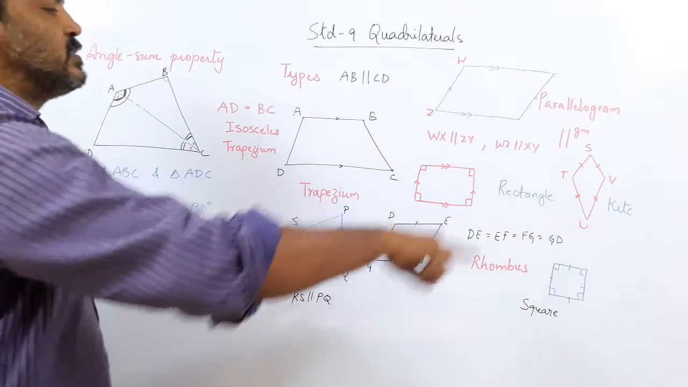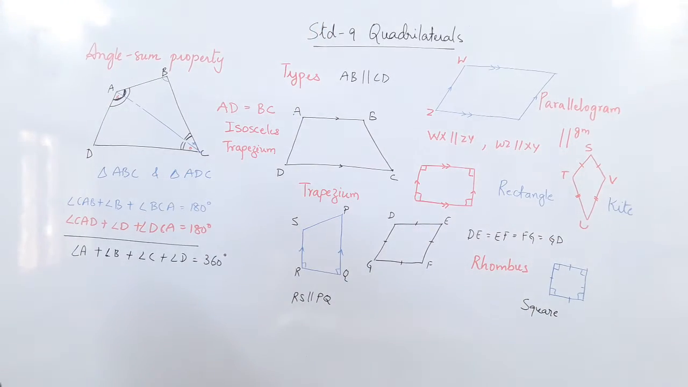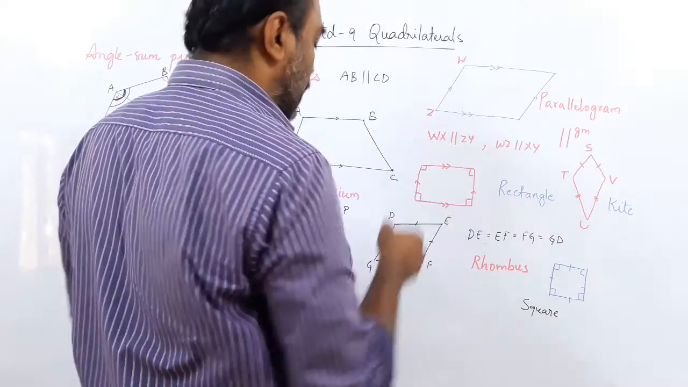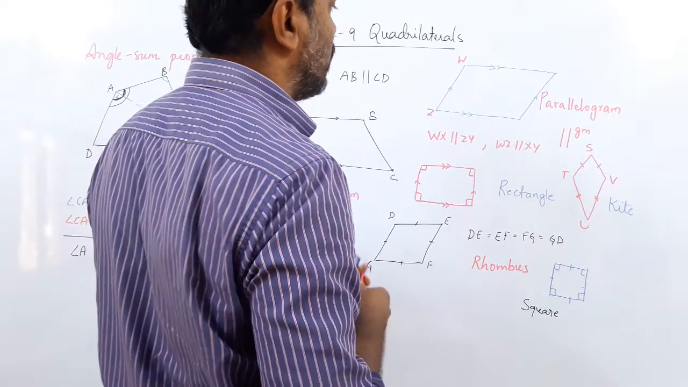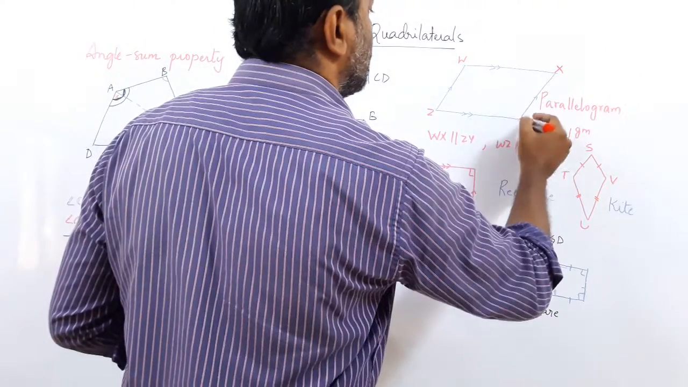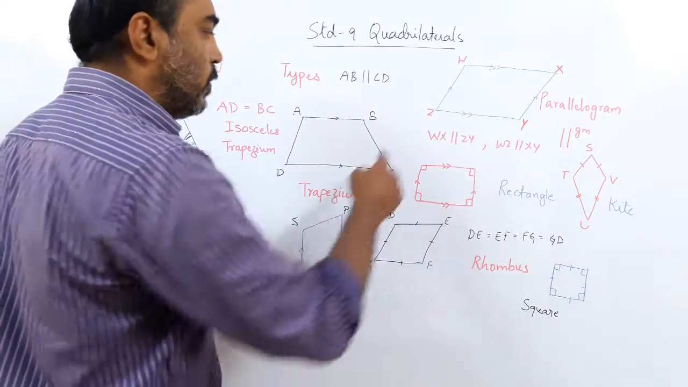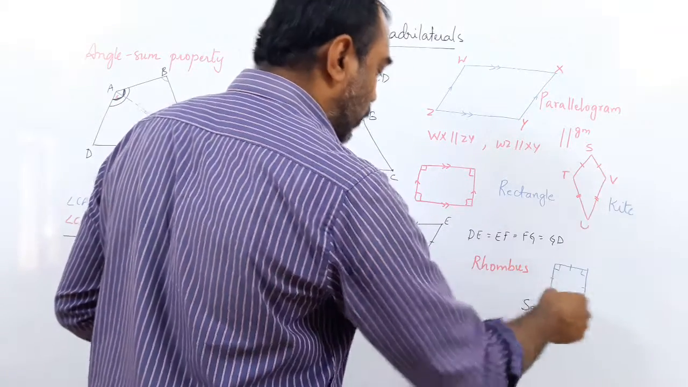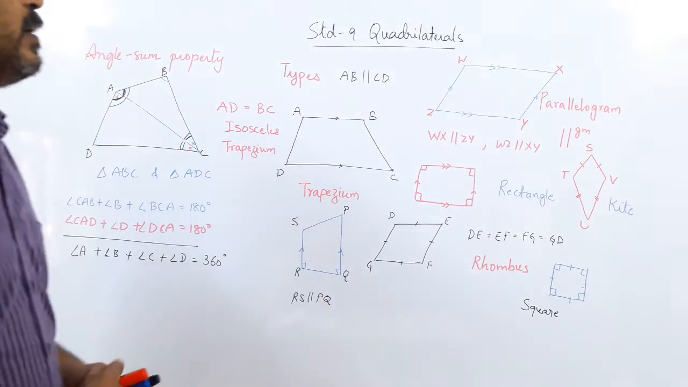You can see all these are convex quadrilaterals. Why they are convex? If you draw their diagonals, they will meet at a point. Yes? If you will draw their diagonals, they will all meet at a point. If you draw these diagonals, they will meet at a point. So these all are convex quadrilaterals.